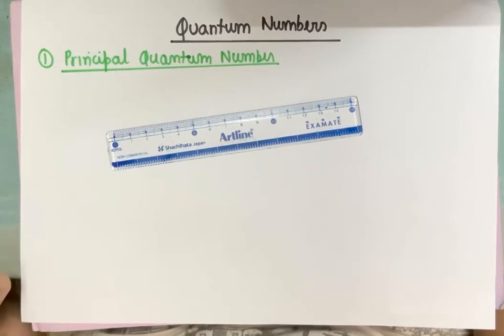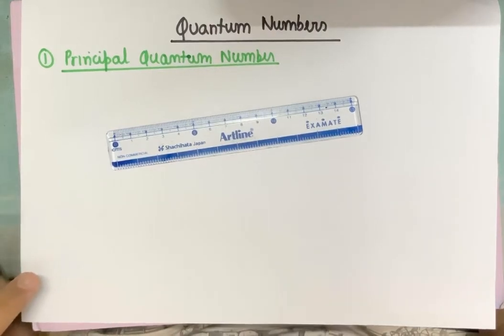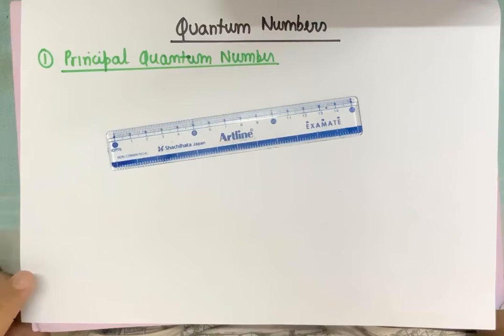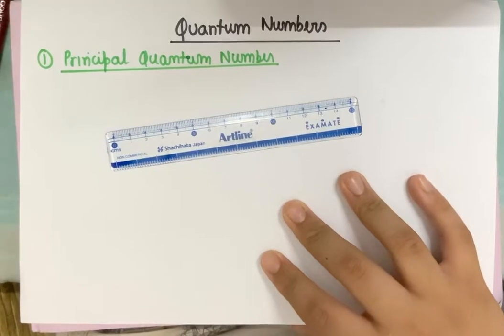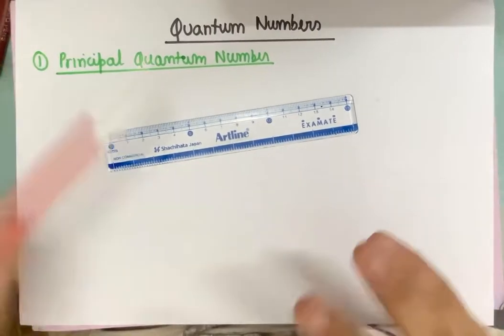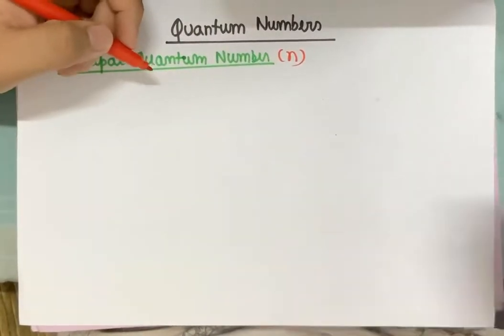In video 1 we discussed that the quantum mechanical model of the atom says that an electron in the atom is found inside the orbital, which is a 3D space. Now, to describe that electron inside the orbital, we have 4 sets of numbers called quantum numbers, which help us to describe those electrons. So the first quantum number is called the principal quantum number and is denoted by small n.